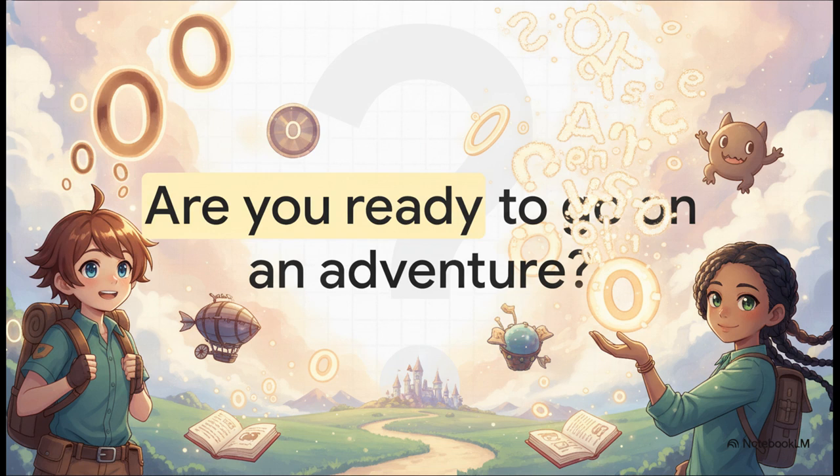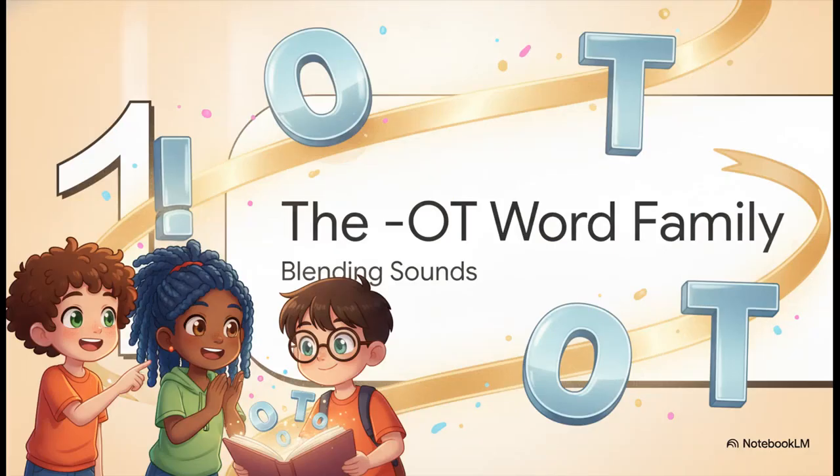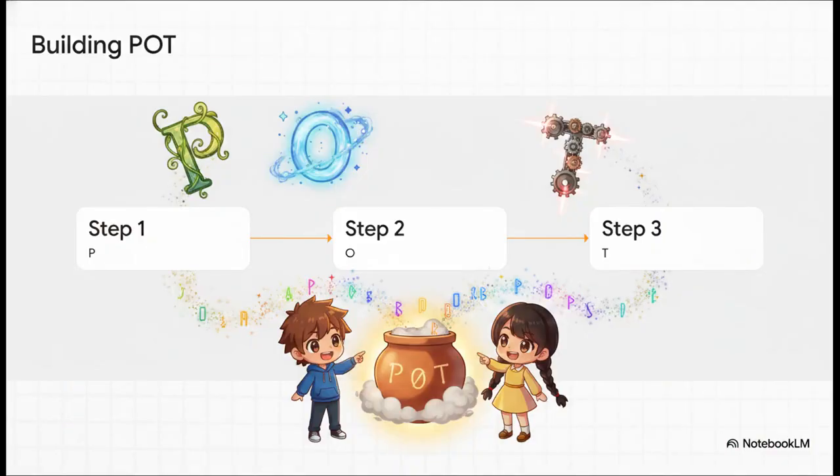It all starts with understanding that specific, rounded sound of O and how it acts as the absolute anchor for countless word families. Let's get into it. Section 1. The OT word family, blending sounds together. This whole process relies on three simple steps. We start with the consonant P, add our anchor vowel O in the middle, and finish it off with a T. By blending these individual phonemes, P, O, T, we seamlessly construct the word pot.